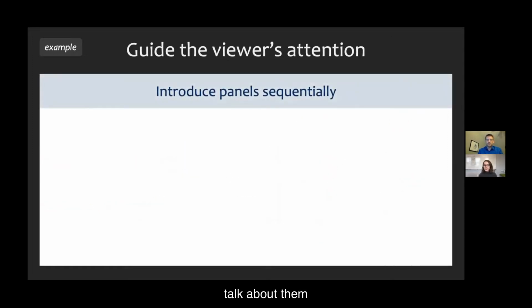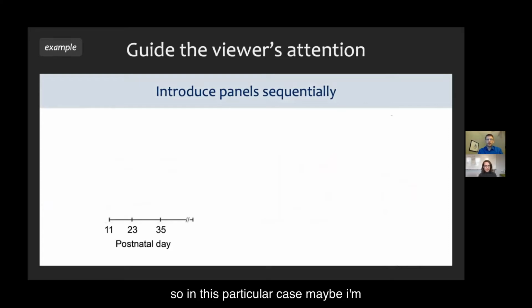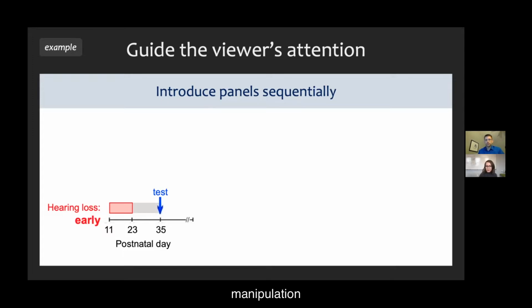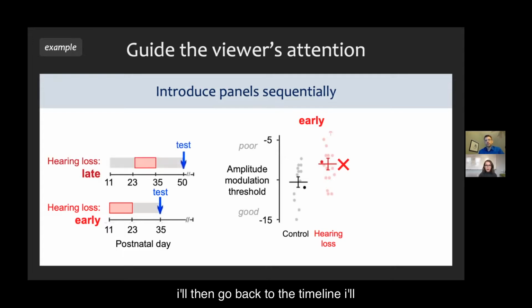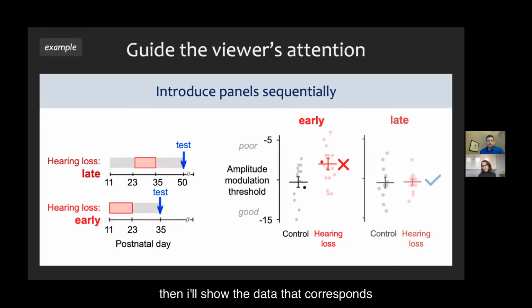about them. So in this particular case, maybe I'm going to start with the timeline of this particular experiment. Then I'll go over what the timeline is for that particular condition or experimental manipulation. Then I show the data that corresponds to that particular condition. Then if I want to talk about maybe a second experimental group, I'll then go back to the timeline. I'll introduce the second experimental group. Then I'll show the data that corresponds to that second experimental group.